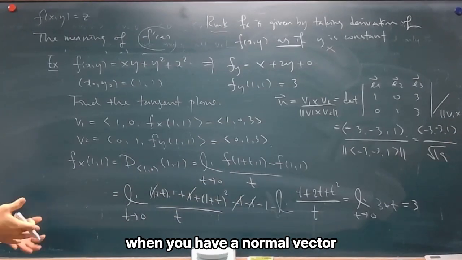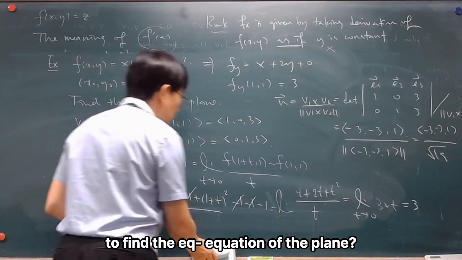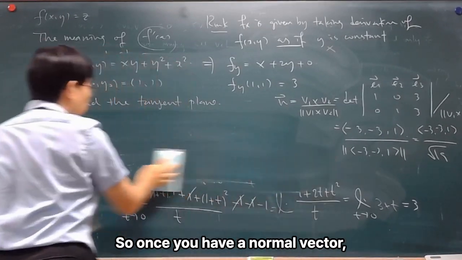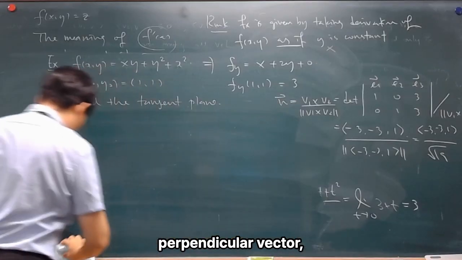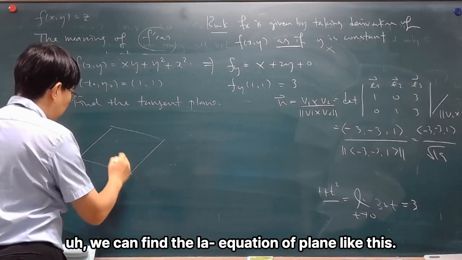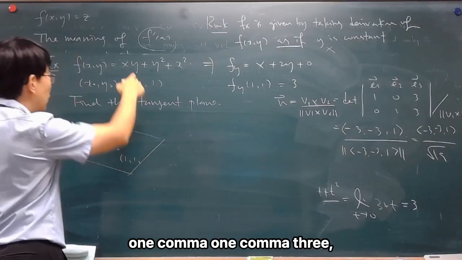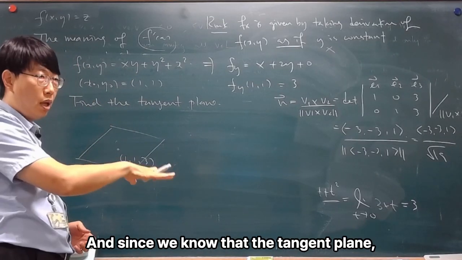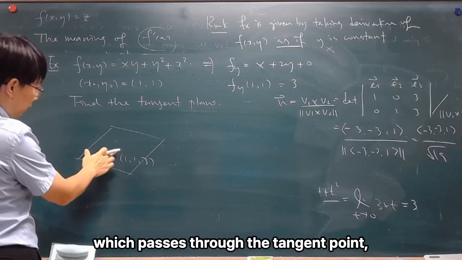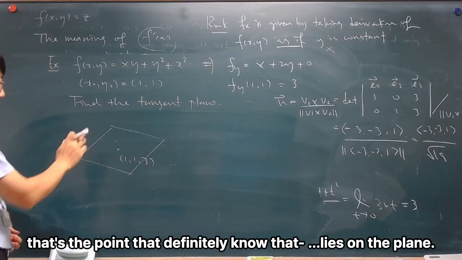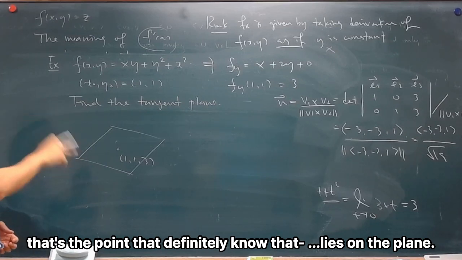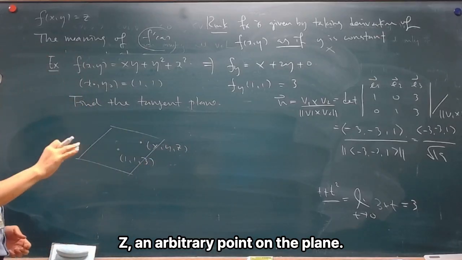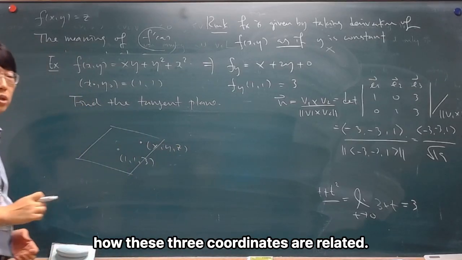So what do you do when you have a normal vector to find the equation of the plane? Let me erase this part. Once you have a normal vector, a perpendicular vector, you can find the equation of the plane like this. You have the point 1, 1, 3, which lies on the graph. Since this plane is the tangent plane, which passes through the tangent point 1, 1, 3, that's the point we definitely know lies on the plane. And let's say this is x, y, z, an arbitrary point on the plane. We want to find out how these three coordinates are related.